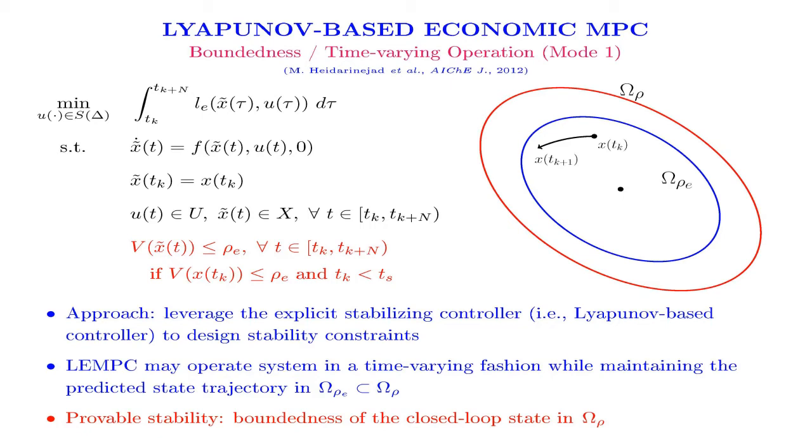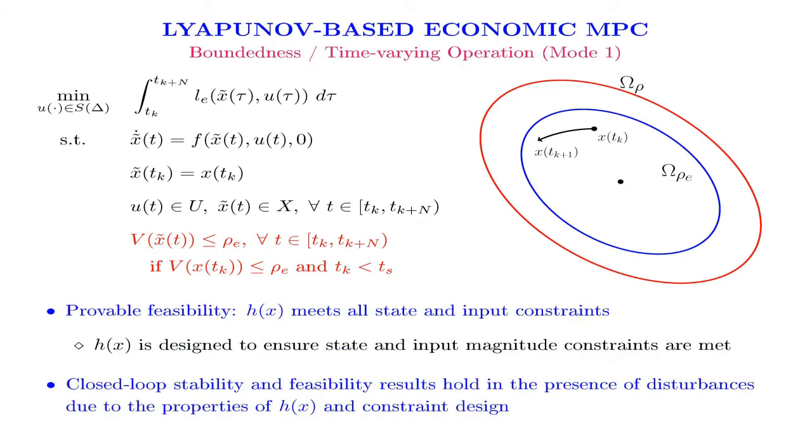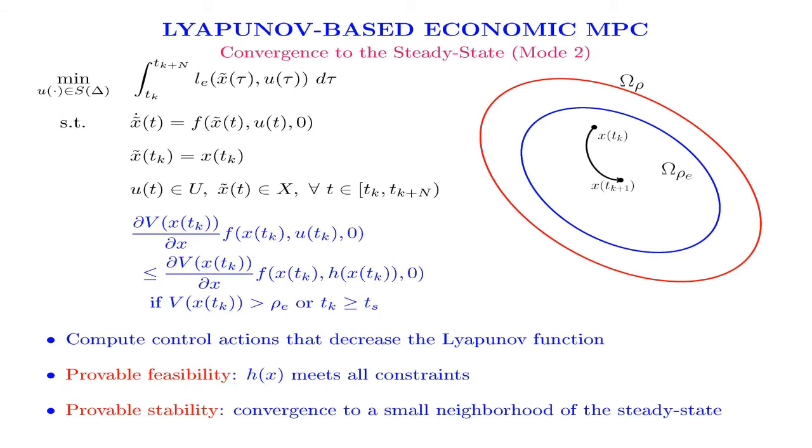These are two-mode control designs, where the first mode is associated with allowing the process state to vary over time within the design stability region. The outcome of this is that we are able to guarantee that the closed-loop state is always maintained within the stability region omega rho by using this control design, even in the presence of disturbances, due to the properties of the Lyapunov-based controller and the constraint design. The second mode of operation is that shown here, where we have this blue contractive constraint, and what this constraint does is force the process state to a neighborhood of the origin or steady state.